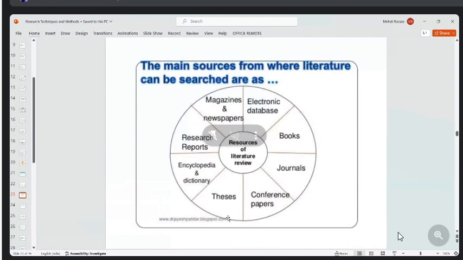So these are some main sources. You can also refer to newspapers, magazines, electronic databases out there, books, journals, conference papers, theses, encyclopedias. We have Wikipedia now, so nobody has an encyclopedia. If you have, then that's also good. Research reports. So these are sources from where literature can be searched.